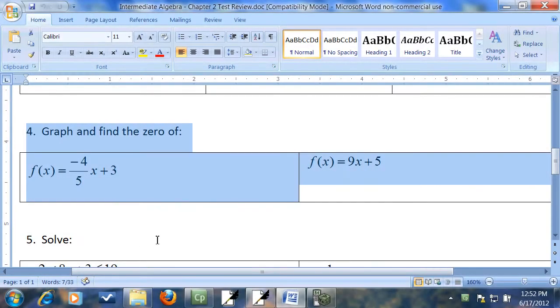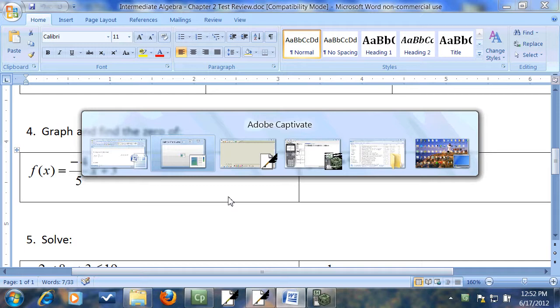Let's take a look at graphing linear functions and then finding the zeros of them. First thing we'll do is find a graph of each one of those, and then we'll find the zeros.